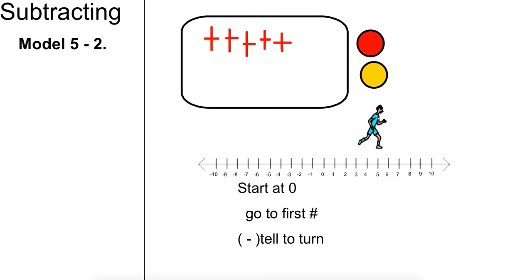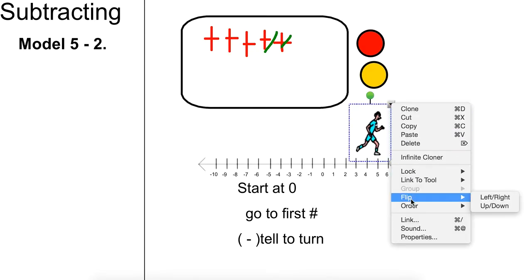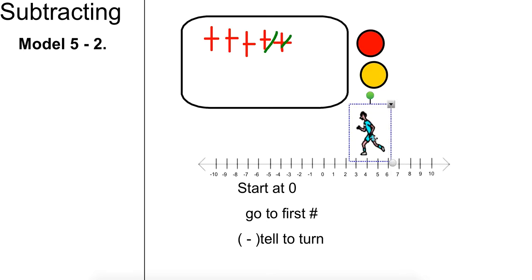And then I need to take away 2. So it's showing 3. Or in this case, I have a runner. His front foot is right on the 5. Remember, he always faces a higher number. I'm going to flip him because I see a subtracting sign, and now I'm going to move him 2. 1, 2, and he ends up right at that 3 mark.